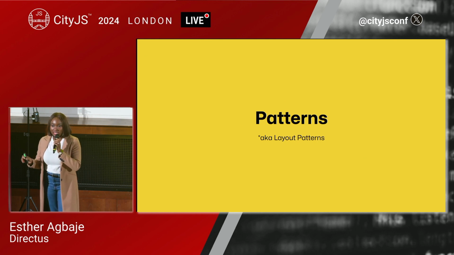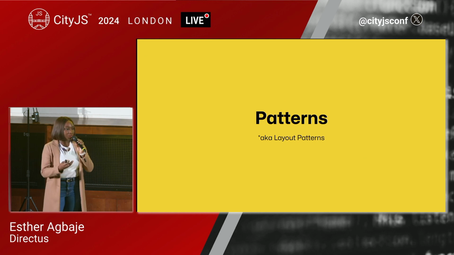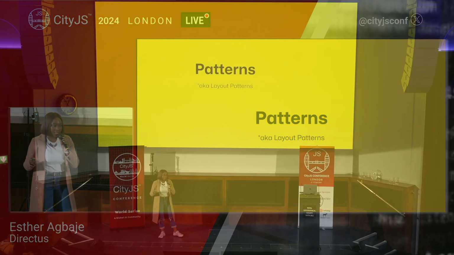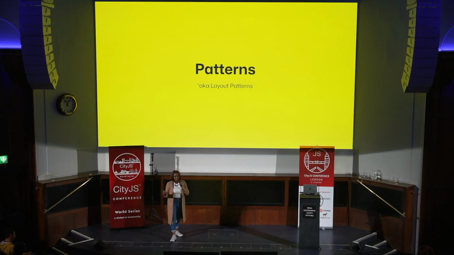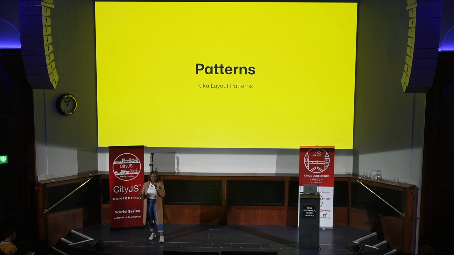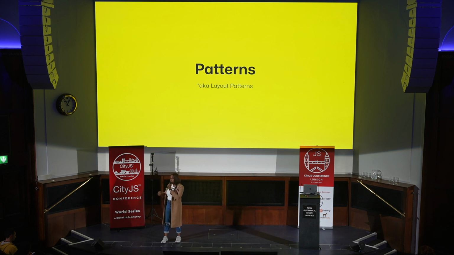Think of patterns as shortcuts to avoid repeating specific layout styles like flex, grid, and a whole lot more. Panda CSS comes with its own set of defined patterns like H-stack and V-stack, and the great part of this is that you can actually create your own custom CSS pattern.